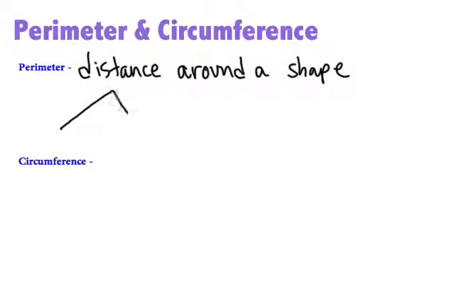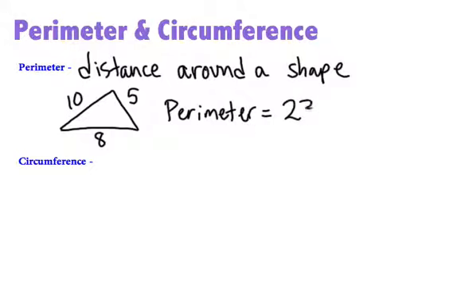pretty easy. So for example, let's say I had a triangle. This was 10, this was 5, and say this was 8. You would just add them up, okay? So this perimeter would be 23, okay? So for polygons, it's pretty easy.